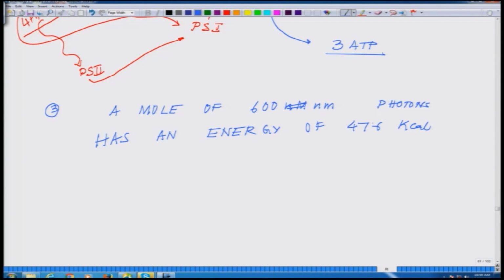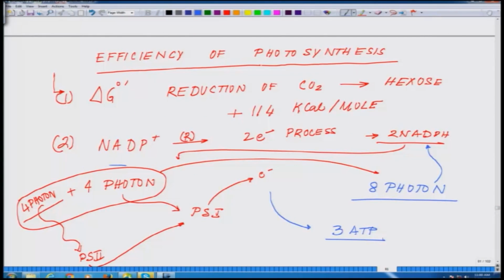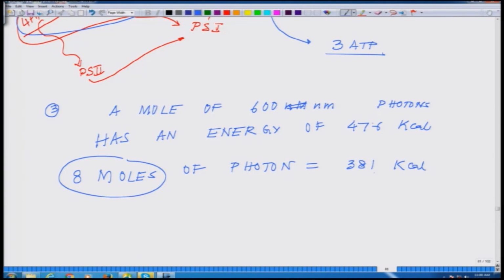And so, the energy input of 8 moles of photon will be equal to 381 kilocalorie. Why 8 moles? From where is this 8 moles coming? If you go a little further up, see the 4 photon and 4 photon, 8. So this is from where these 8 moles of photon needing 381 kilocalorie come.